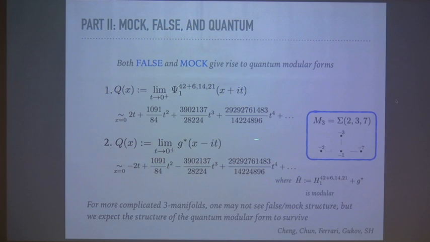On the other hand, if you start with a Mach modular form and consider this shadow term, which completes it to a modular form, its radial limit also has the same asymptotic expansion. So it leads to the same quantum modular form from the other side of the plane. And for more complicated 3-manifolds, one may not see z hats, which have the structure of false theta functions or Mach modular forms, but we expect the structure of the quantum modular form to survive. So unfortunately, I can't explain this in more detail in the time I have. But I want to summarize a bit.